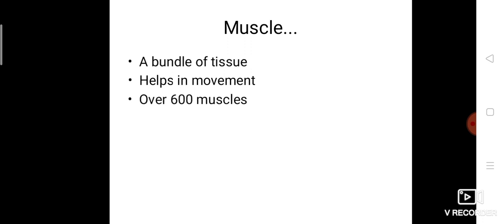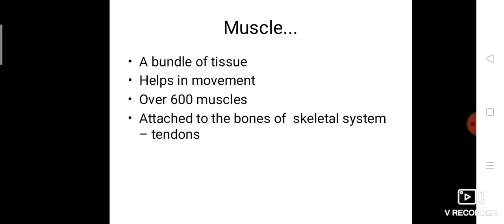Over 600 muscles are present in our body. It is not exactly 600, it is more than 600 muscles, which help in movement. I told you that muscles are attached to the bones. How are they attached? In the last class itself we have seen tendons, cartilage, ligaments. So the joint between the muscle and the bone, that attachment, is called what? Tendons. So the muscles are attached to the bones by tendons.